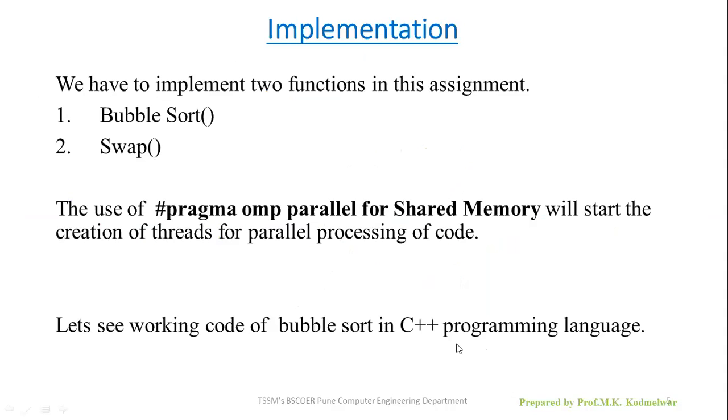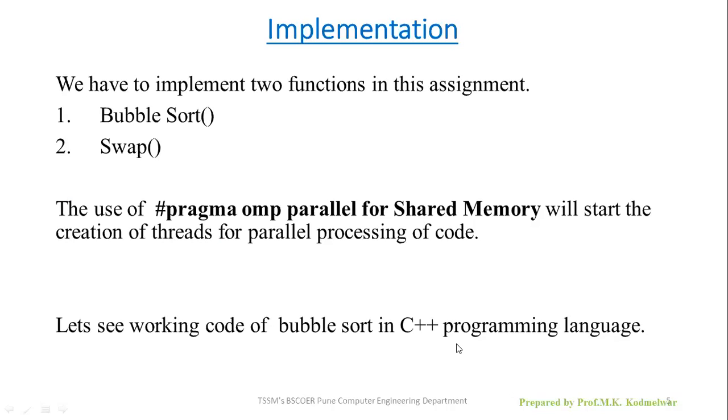From the implementation point of view, there are basically two most important functions. One is bubble sort, where you are going to check the elements, and the second is swap, where you are going to swap them. These two functions are the most important in this program.